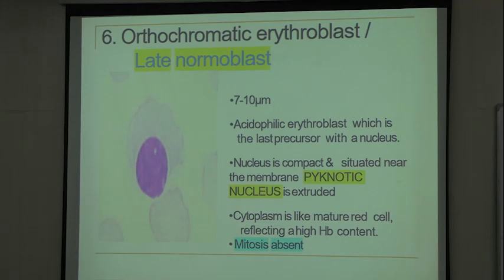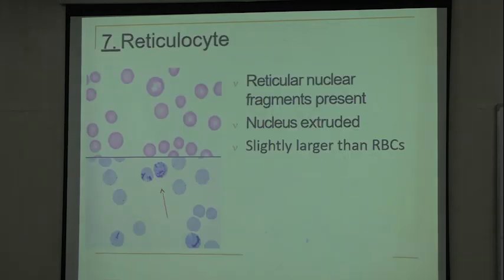The next step is reticulocyte formation. The reticulocyte is slightly bigger than the RBCs. If RBC is 7.2, it may be 7.8 to 8 micron. This reticulocyte still remains in the bone marrow.